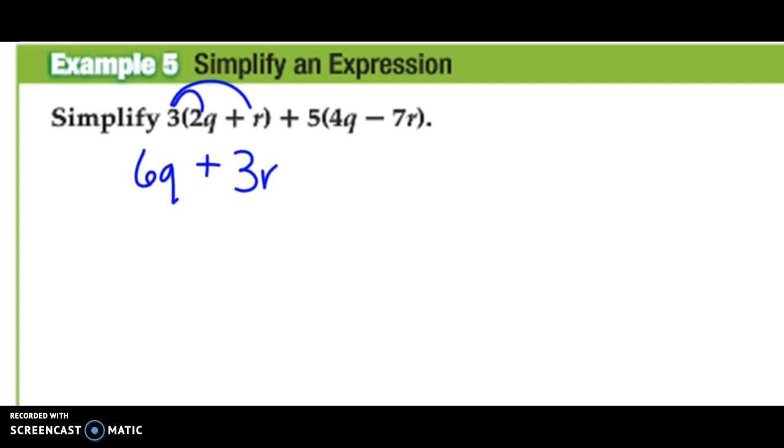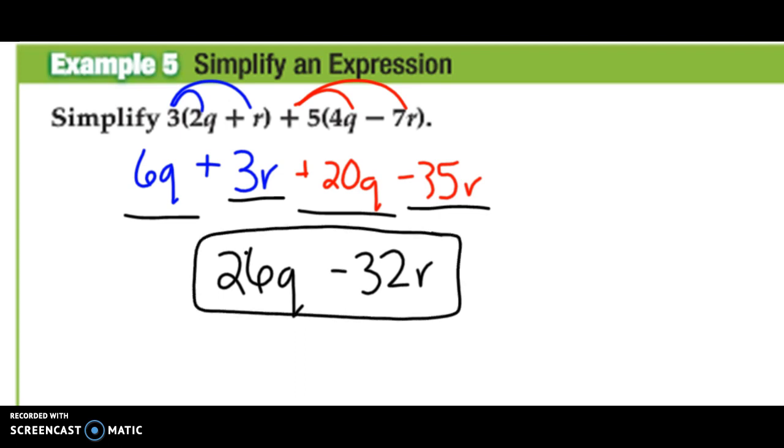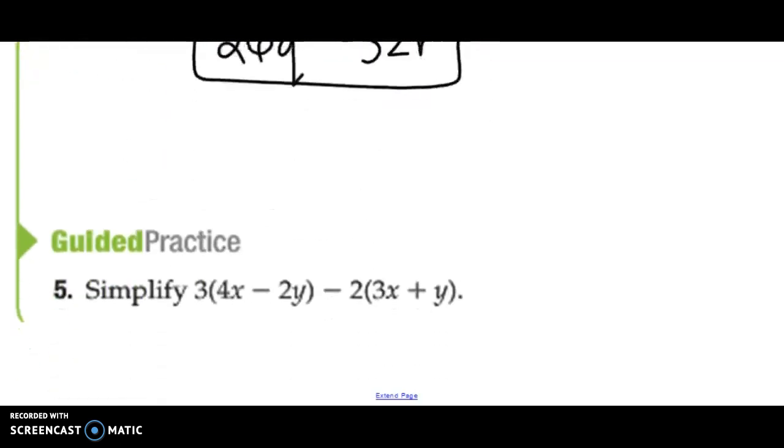I'll also do the same over here. A positive 5 times 4q is a positive 20q. And a positive 5 times a negative 7r is going to be negative 35r. What I can do now is combine my like terms. So 6q plus 20q is 26q. And 3r plus a negative 35r is a negative 32r. There's my answer right there. Here's a guided practice problem for you to try as well.